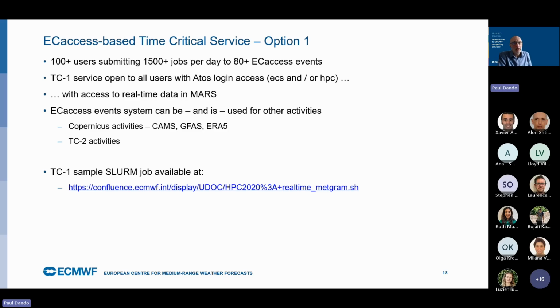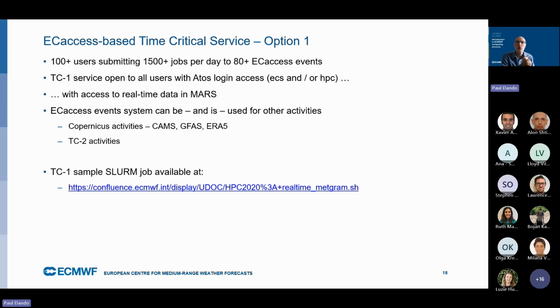In total, with this time critical service, it's very popular with our users running on the Atos HPC. At the moment, we have more than 100 users using this service, submitting more than 1,500 jobs per day to, probably closer to 100 ECaccess events. We have events for all the forecasts, so for the HRES, the ensemble, the sub-seasonal forecast, the seasonal forecast, and also for the CAMS forecast itself, but also for the GFAS forecast.